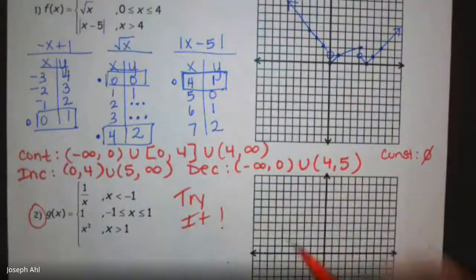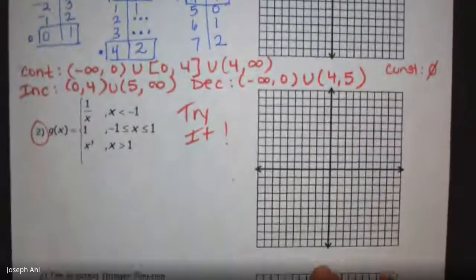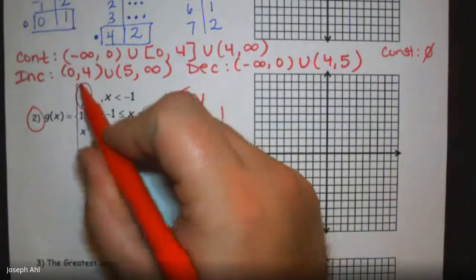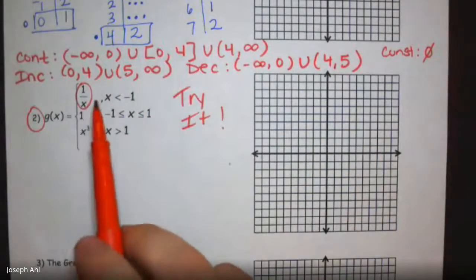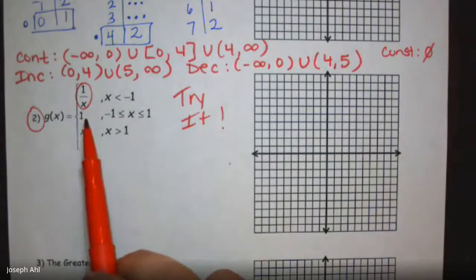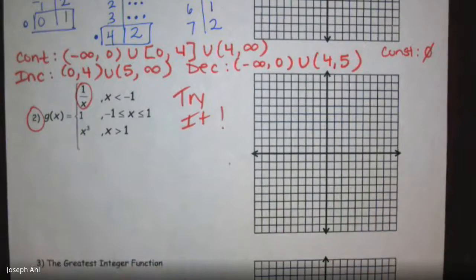Try number 2. Go ahead and make that sketch for me. We'll go over it tomorrow. Make sure you look at this as one whole function, 1 over x. We should know maybe that is a parent rational function. Then you have the constant function g of x equals 1. And then finally x cubed.